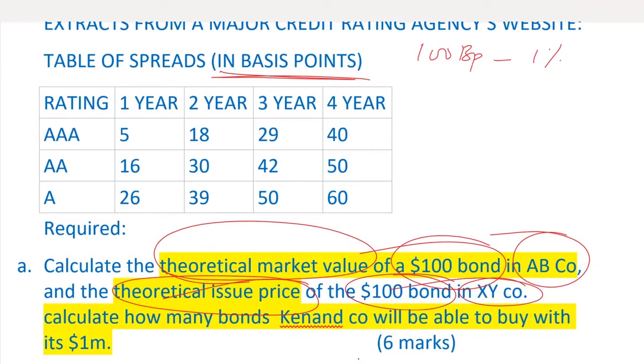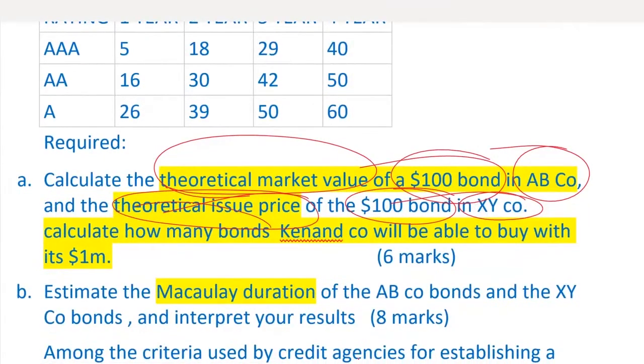That's the first focus, calculating the market price of both the ABCO bond and the XYCO bond. He said we should not stop there. We should also determine how many bonds Kenan Co will be able to buy with their 1 million. Now, the number of bonds you can buy is dependent on what the market price is. For instance, using Naira, if I have 100 Naira and each bond is 10 Naira, for sure the number of bonds I can buy will be 100 Naira divided by 10 Naira, which is 10 bonds. So here, if I have 1 million, once I know the market price of the bonds, I can determine how many bonds I can get.